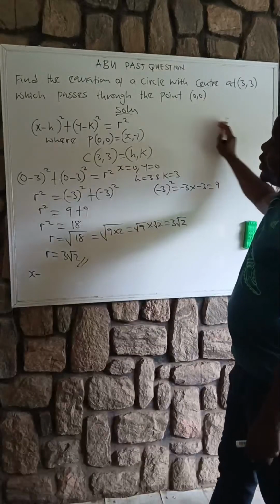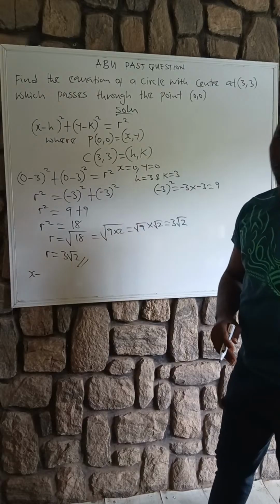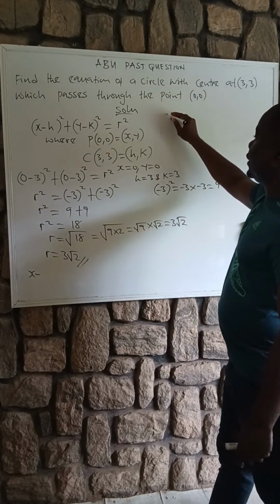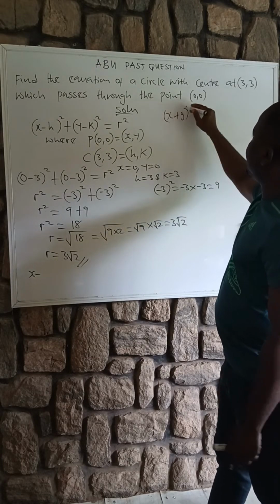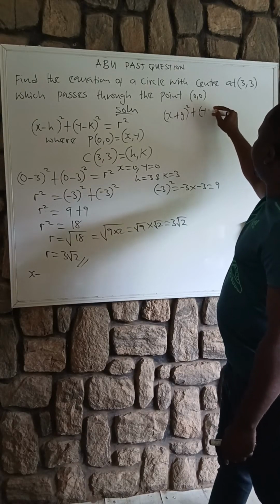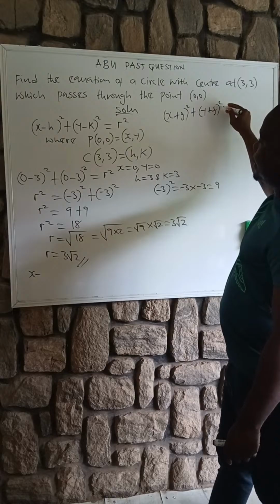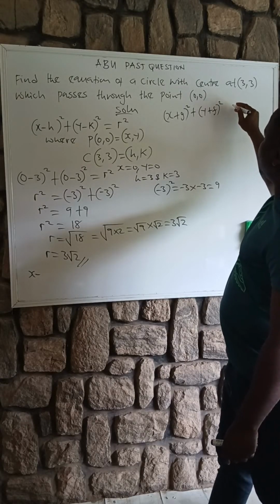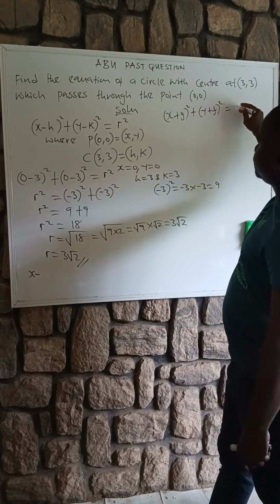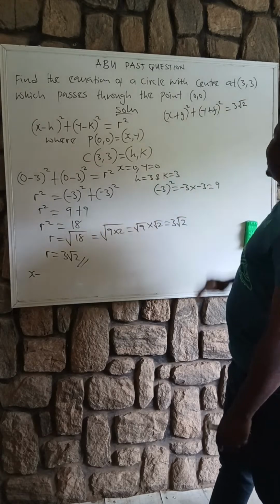At this point you either use this or this, but we cannot arrive at the answer, true or false? So what we need to do here is write (x plus g) all in square plus (y plus f) all in square, which is equal to r square, which is what? 3 root 2, right?